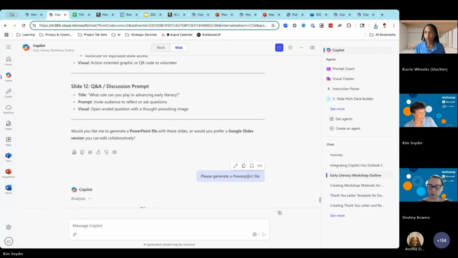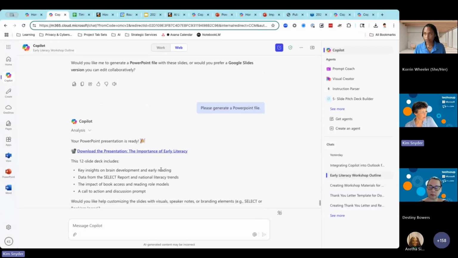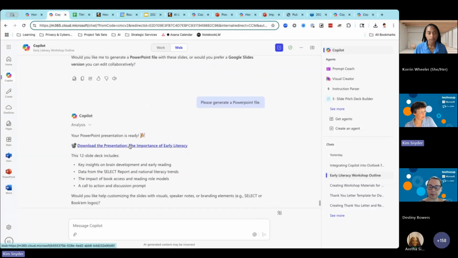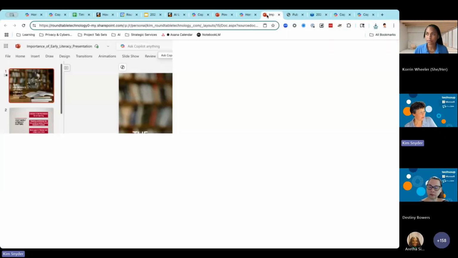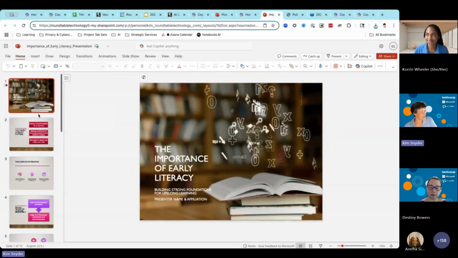It didn't used to do this when I first started teaching this class, right? I could paste all this stuff in, but now it's doing that. So then I downloaded the presentation automatically. I'll spare you the details, but what it did was give me this very plain text.